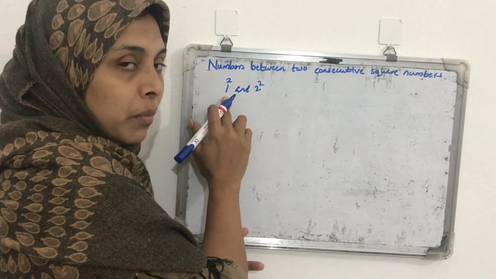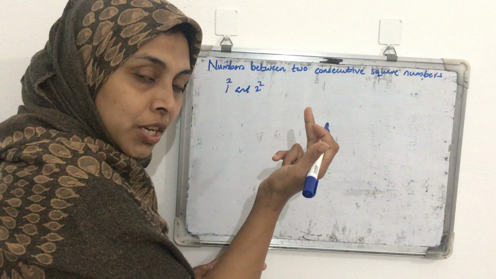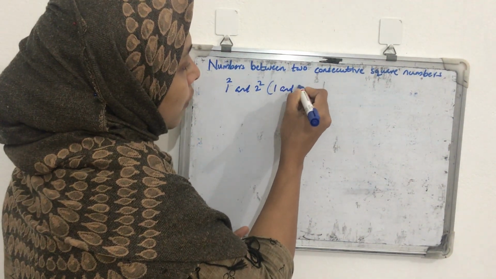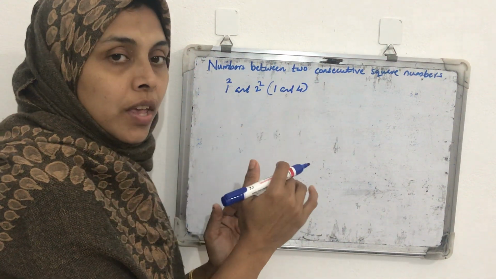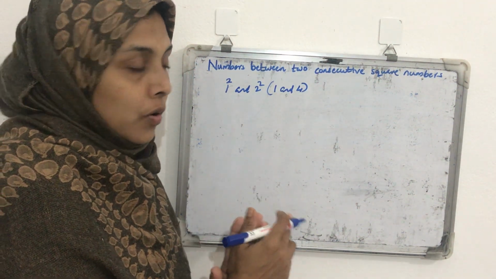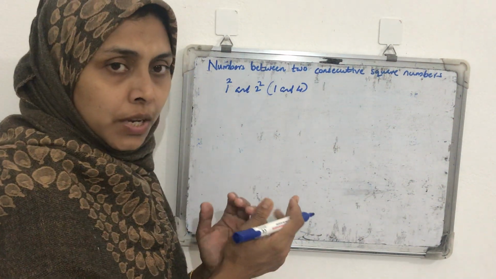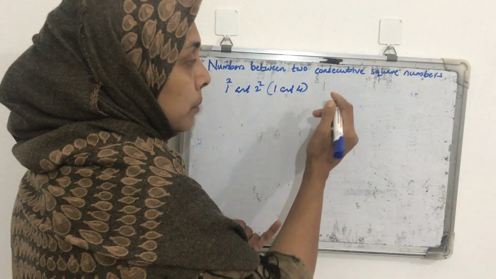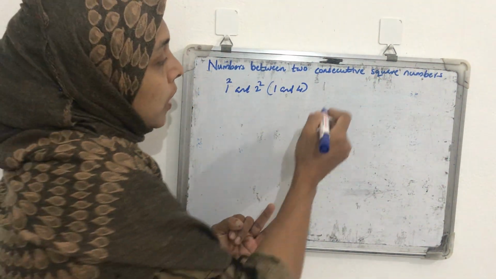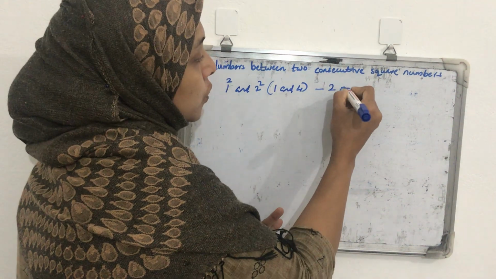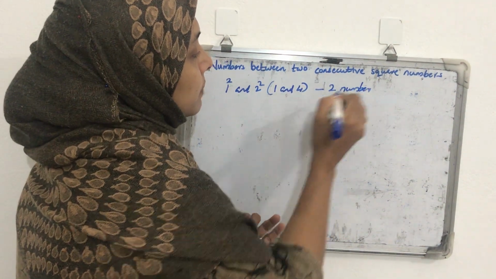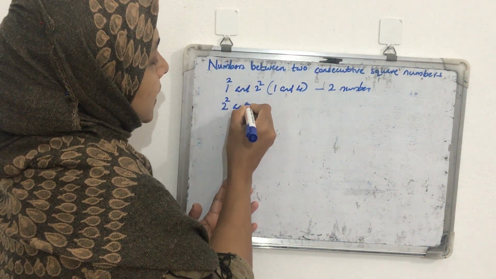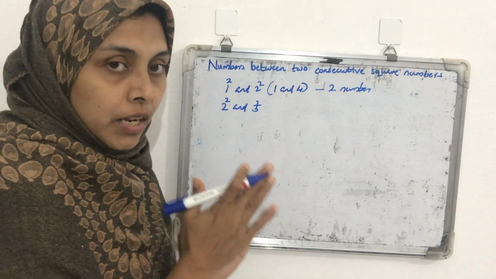The first square number we know is 1, and the next square number is 4. So in between 1 and 4, how many non-square numbers are there? We can count it, it's very easy because it is only a small number. Between 1 and 4 the numbers are 2 and 3. Only 2 numbers are there. Just like that, we have to think about the next perfect squares, 2 square and 3 square.